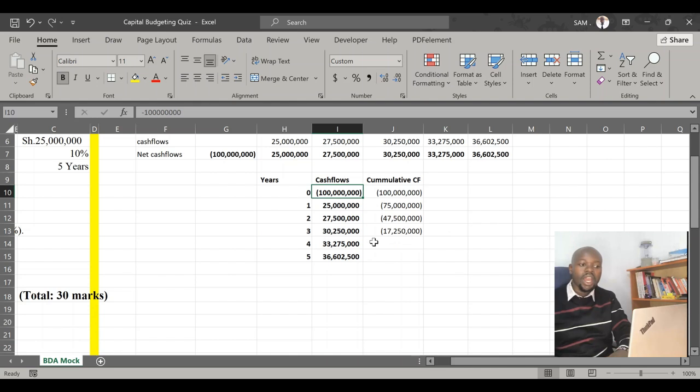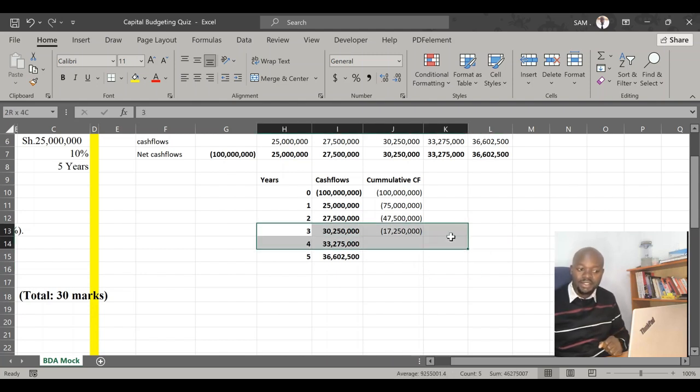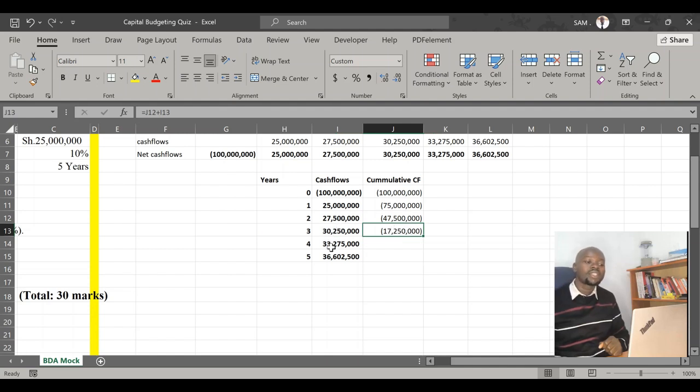But then there is an inflow again in year four. And I want you to look at this very keenly. At the end of year three, I'm only looking for 17,250,000. But then in year four, I'm getting a cash inflow of 33 million. So what I'm going to get in year four is more than what I'm looking for. Can you be able to see that? So my payback period is 3 full years. Then the 17 million remaining, I'm going to recover it as part of the cash flows I'm going to get in year number four. So I'm not going to take the whole cash flow in year four. I'm just going to get a portion of it.